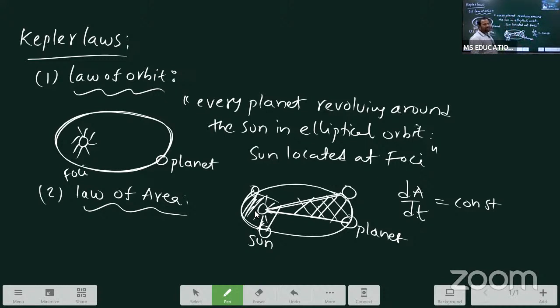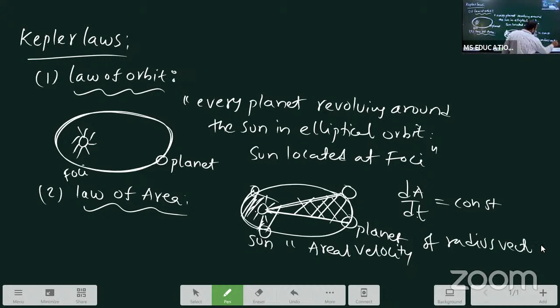What is the first one? Every planet moves in an elliptical orbit. And here we write the areal velocity of the radius vector remains constant. Total 3 laws. Kepler's laws are 3, in order: law of orbit, law of area. Next one, law of period, time period.